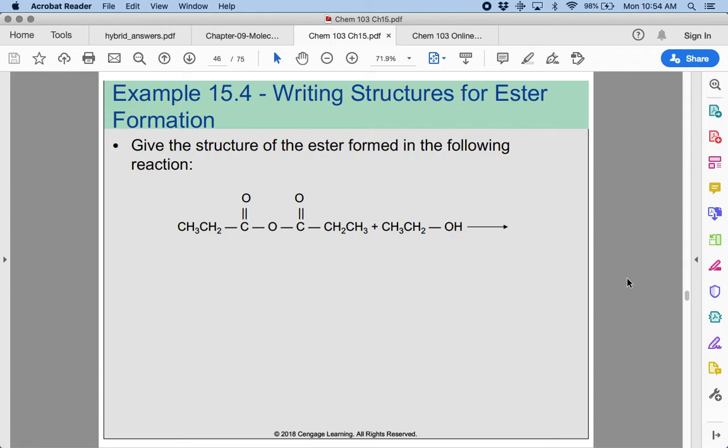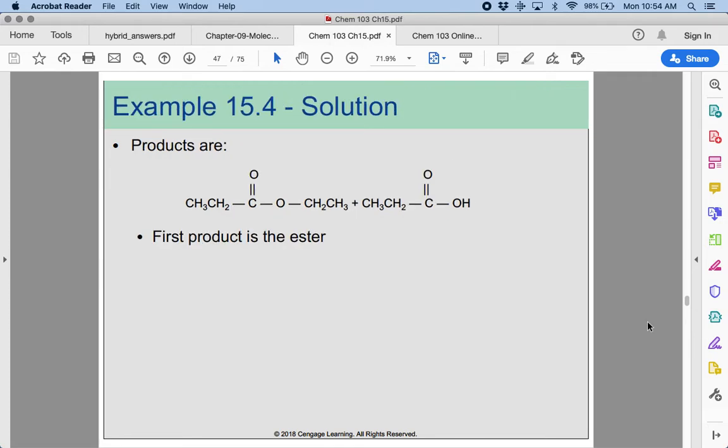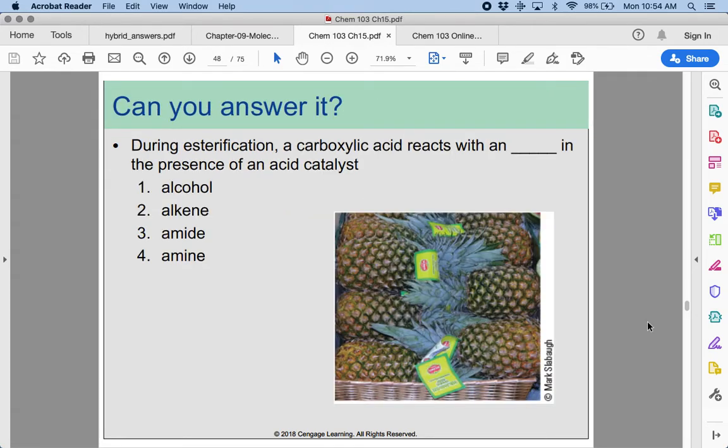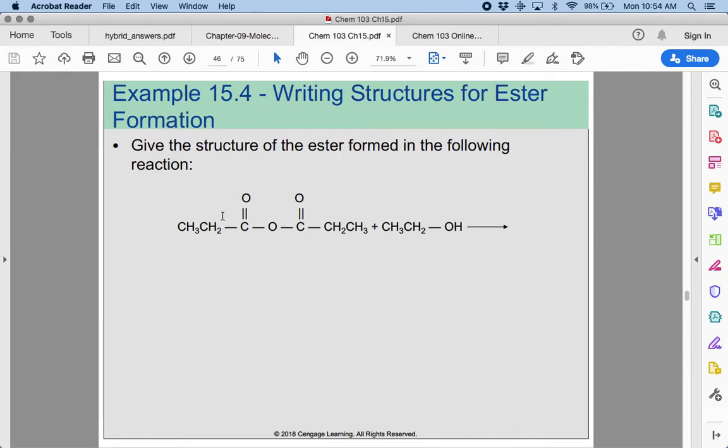Again, I would encourage you to pause the video here and try to determine what compounds you're going to get. You get two out of this one because it's an anhydride this time. The first product would be the ester, and you would also end up with the carboxylic acid of this side of it.